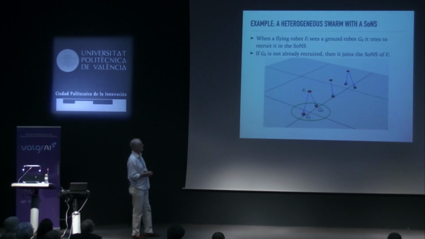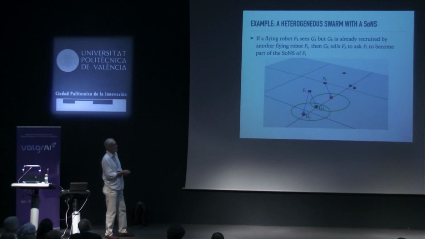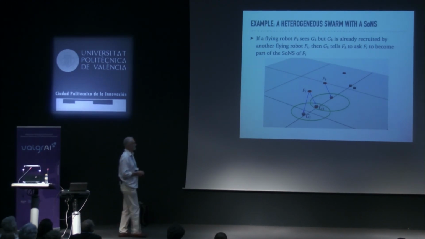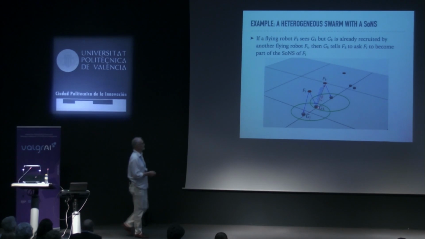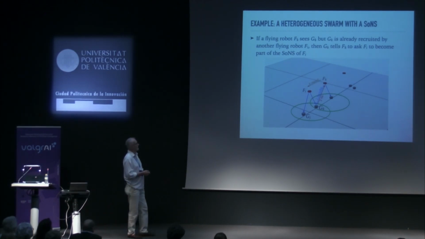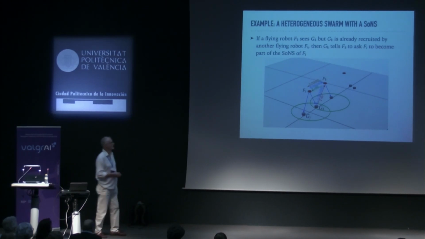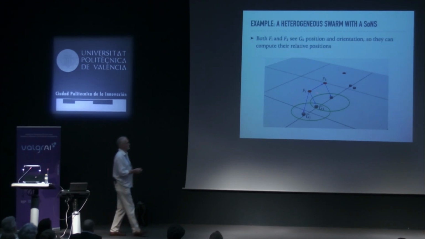Then, if another robot arrives, like this drone, Fk, and which has previously recruited this ground robot, if it sees this robot here, this ground robot, it tries to recruit it. And then there is a number of messages that are exchanged in which the drone tries to recruit it, the other one, the ground robot says, no, I cannot because I'm already recruited, and it tells this drone to ask its owner, and then there is an exchange of messages, and the result is that this drone is recruited into the partial structure that is being built.